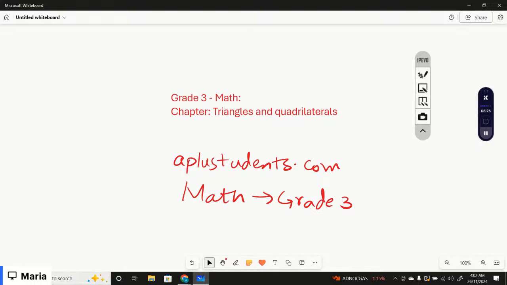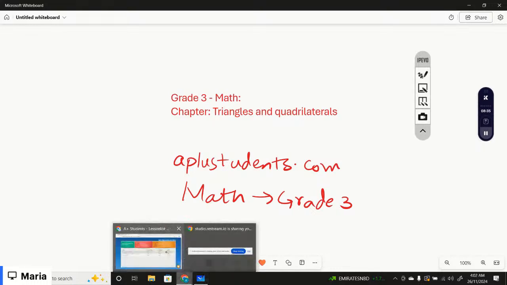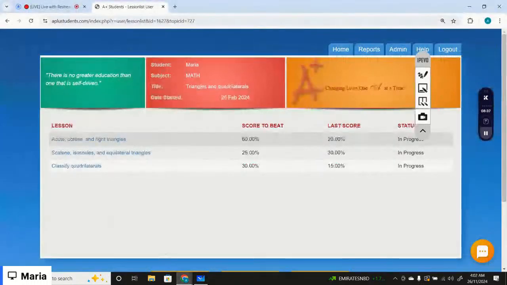Please make sure you have your notebook and pencil so that you can note down the important examples and definitions as well. Here I am on grade 3 math. The chapter we are on right now is triangles and quadrilaterals. Let's just start with the first lesson, that is acute, obtuse and right triangles.